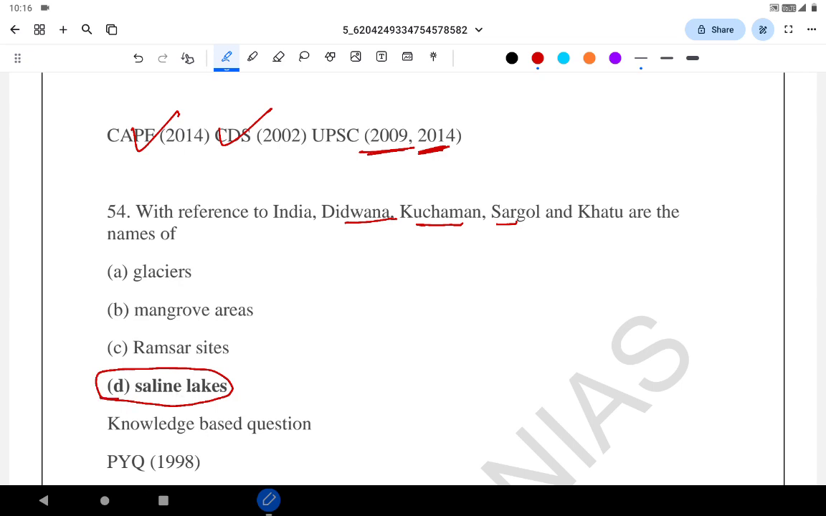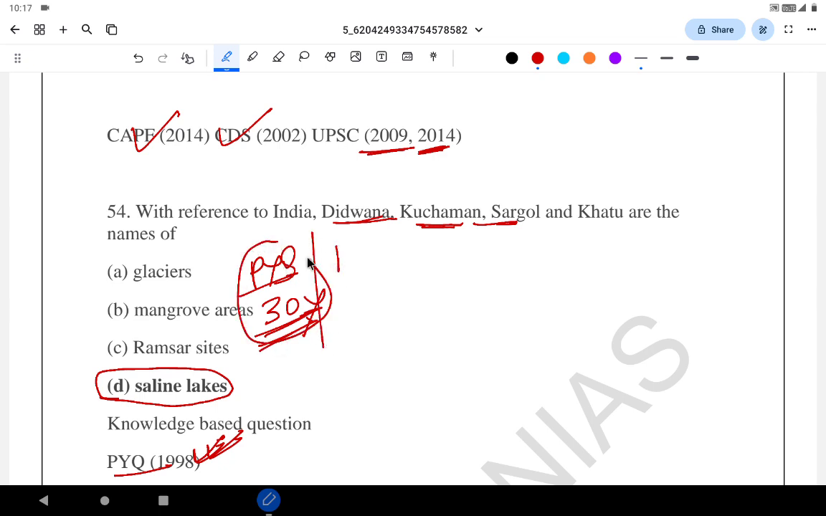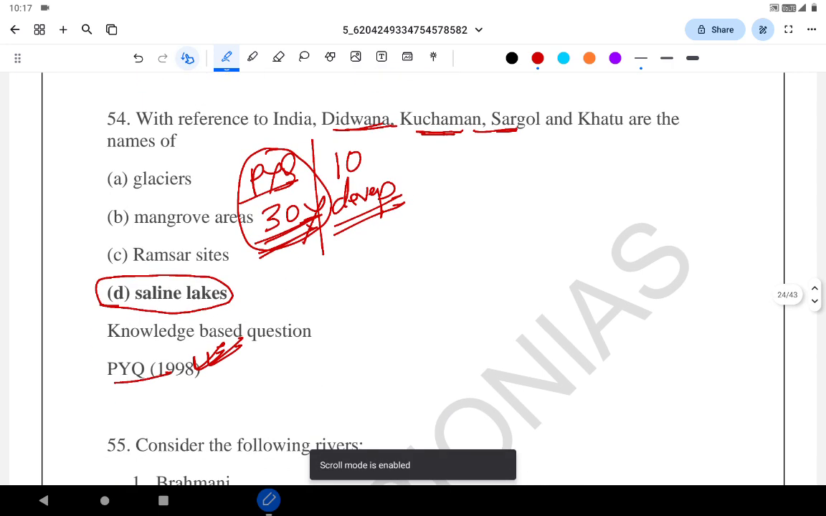saline lakes. Again, this particular question is from a PYQ. This question might seem very difficult, but that is again a PYQ question. So the PYQs of the last 30 years are very important. Go through the 30 years for the knowledge, the type of questions asked, and the important topics. The last 10 years especially, to develop an MCQ mindset. So these are saline lakes.